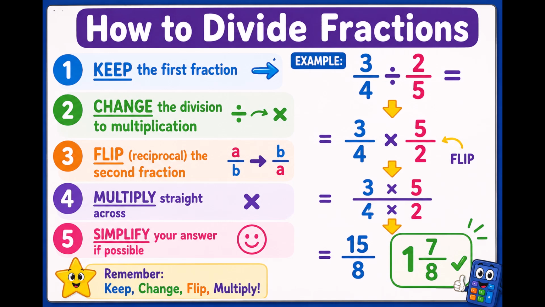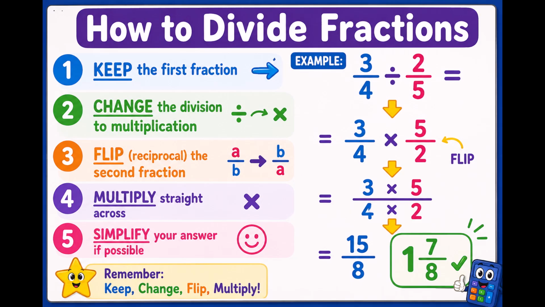So step 5, simplify or change that improper fraction to a mixed number. Because 15 is larger than 8, this is an improper fraction. The top number is bigger than the bottom number. That's not proper. That's improper. So now we're going to divide. 15 divided by 8 equals 1 with a remainder of 7.